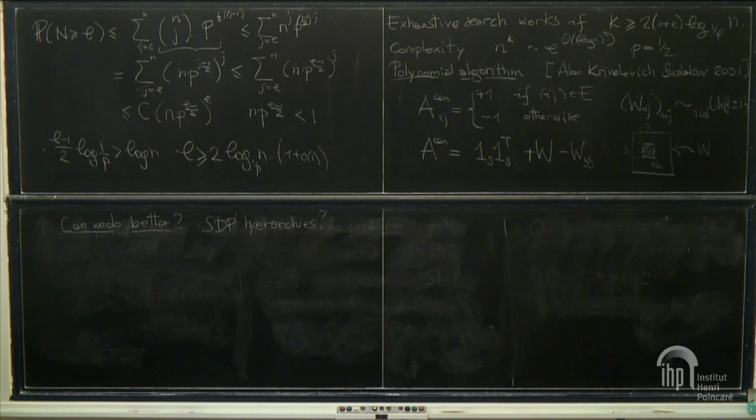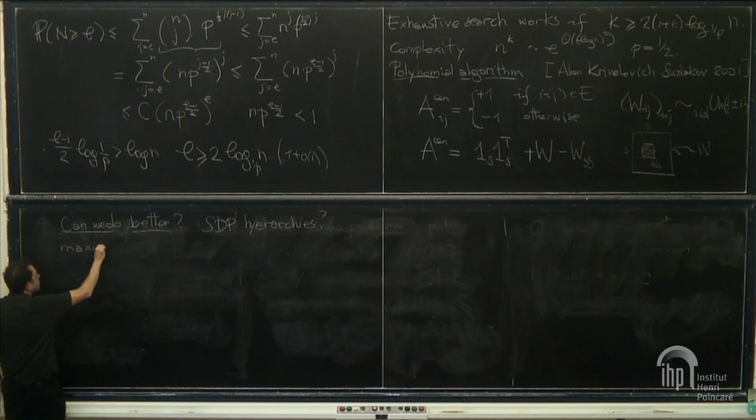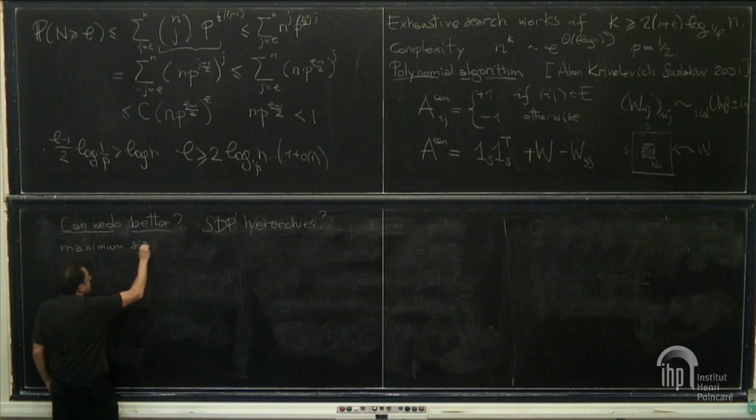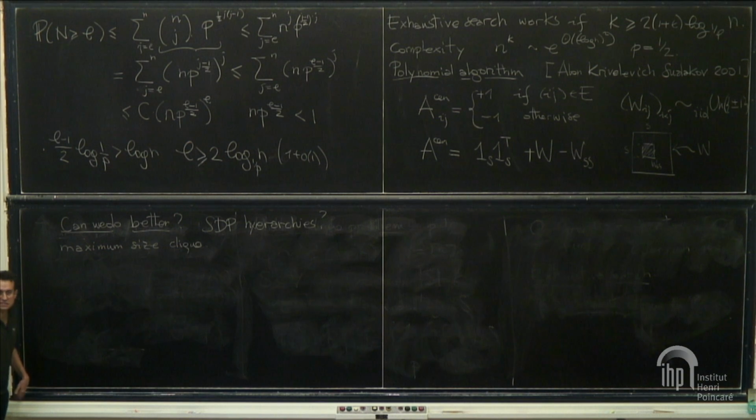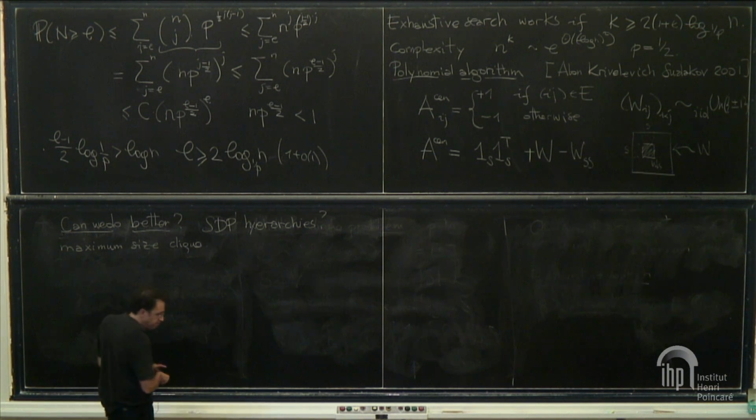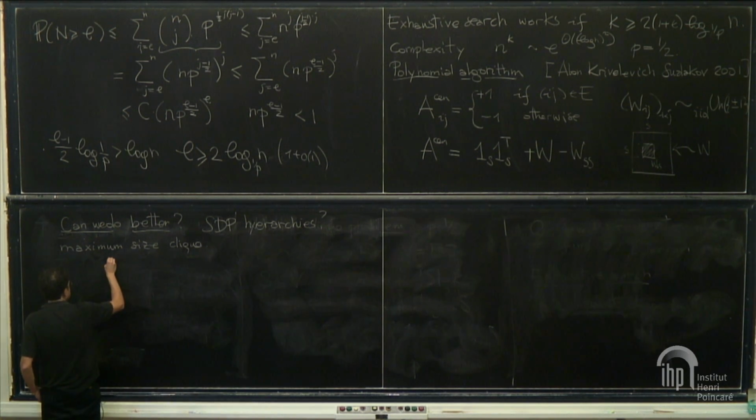Equivalently, what you could do is look for the clique of largest size. Okay? So find the maximum size clique. So this is the algorithm. You really take the graph and look for the clique that has the most vertices and output that. And this, by the same argument that I gave before about the exhaustive search, will work all the way down to k of order log n. So you can write the maximum size clique problem as an integer programming problem that is the following.